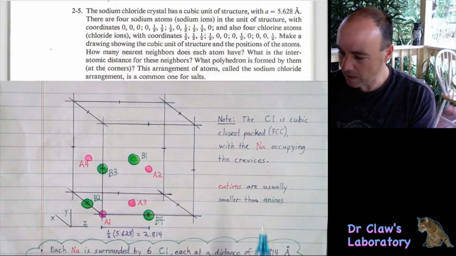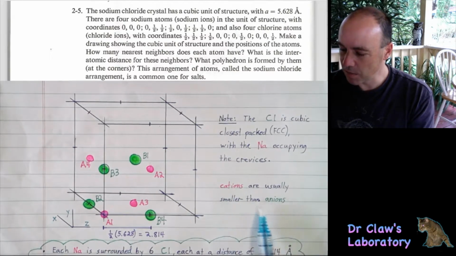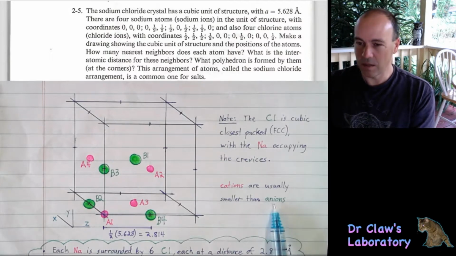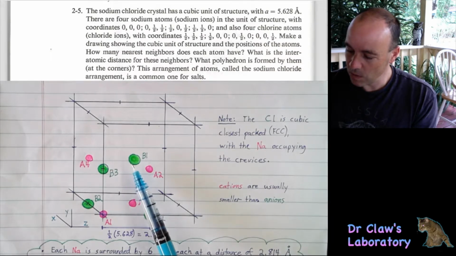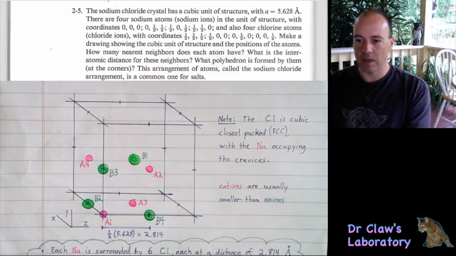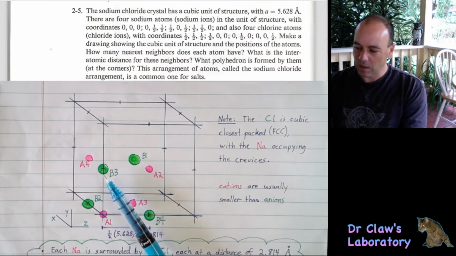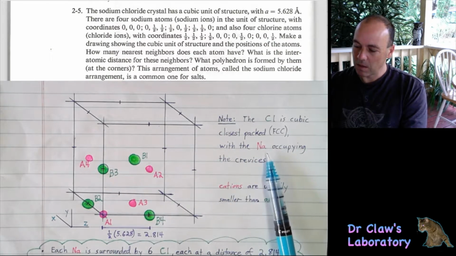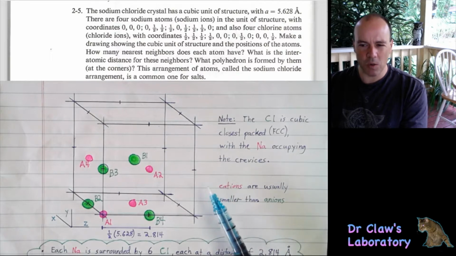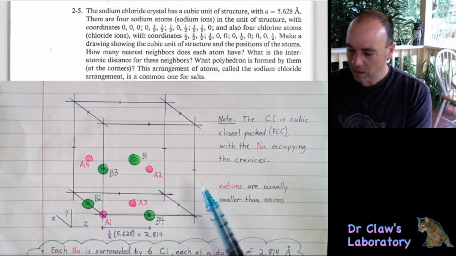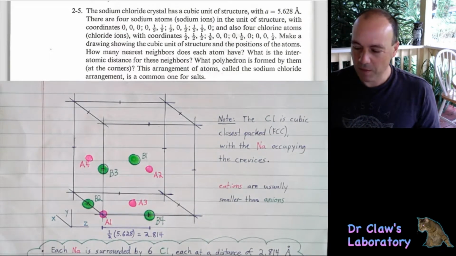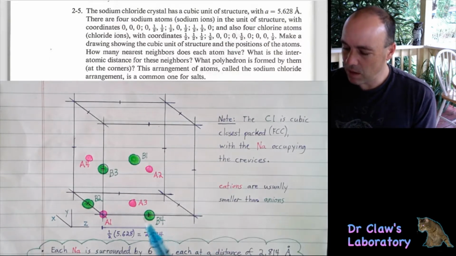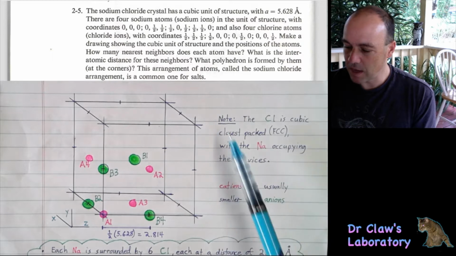Now, I'll make a note that cations are usually smaller than anions, unless it's a really big cation. All right, so the chlorides in this case are actually kind of touching with the sodium ions occupying the crevices between the chlorides. Now, as before, it's kind of hard to see everything with just one unit cell, but maybe you could imagine the other atoms in the neighboring unit cells there.